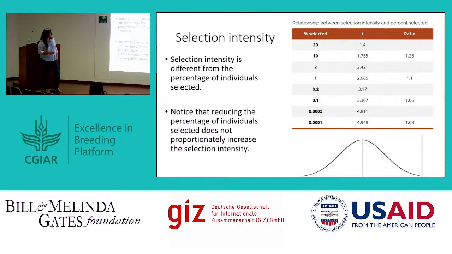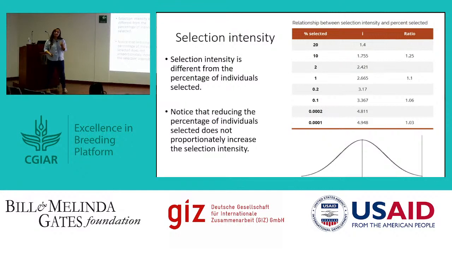So let's look at the table to see that more clearly. If we select 20% of individuals out of a normal distribution right here, your selection intensity is about 1.4. But if you change your percentage selected to 10, your intensity is 1.7. So it's not that it doubles, okay?